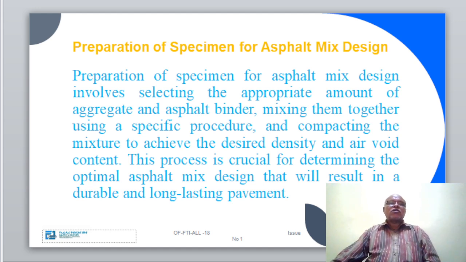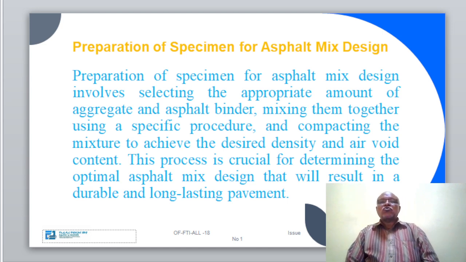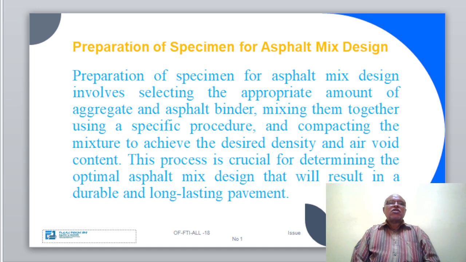Third, weigh and mix the aggregate components in the desired proportion in a mixing bowl. Fourth, gradually add the heated asphalt binder to the aggregate mixture while constantly stirring to achieve a homogeneous mix. Fifth, add the mineral filler to the mix and continue mixing until a uniform consistency is achieved.